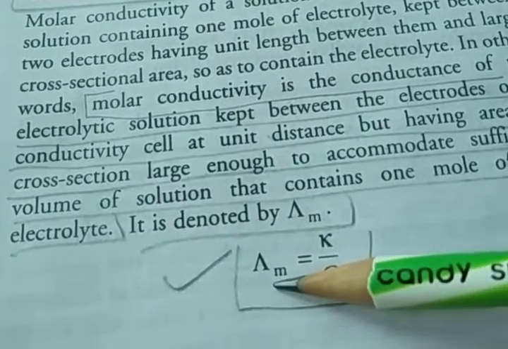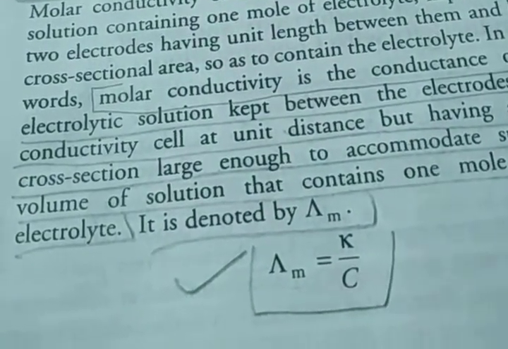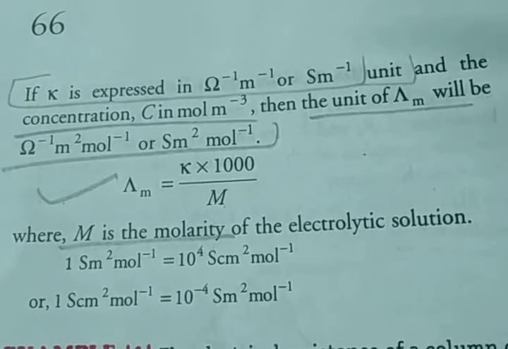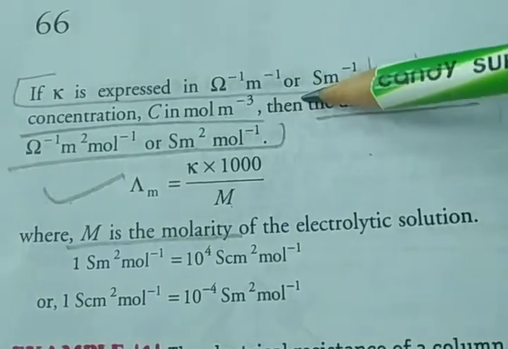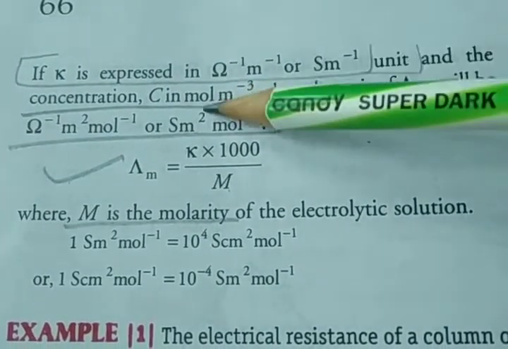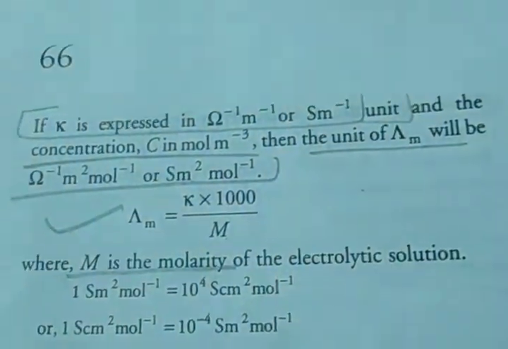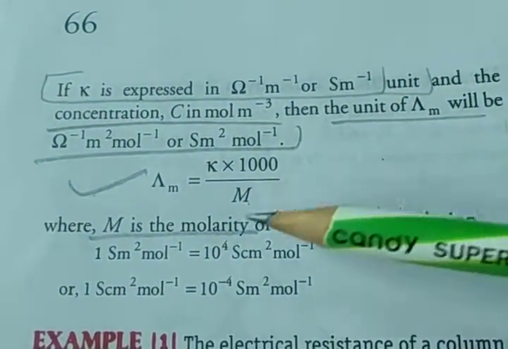So it is denoted as Λm = κ upon C. Here κ is expressed in ohm inverse meter inverse, otherwise Siemens per meter, and concentration capital C in mole per meter cube. So then the unit of the molar conductivity will be this way.